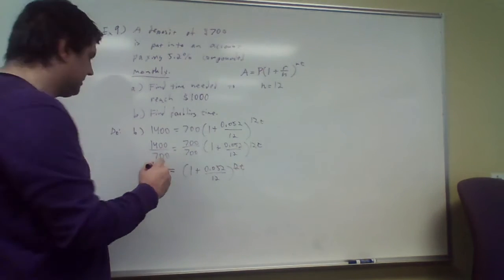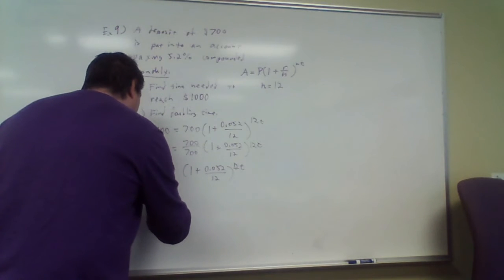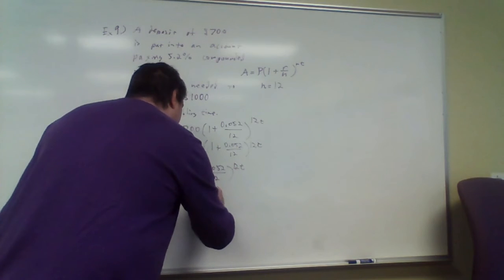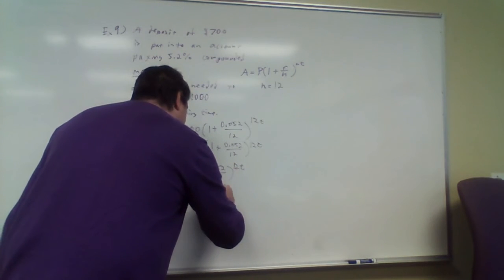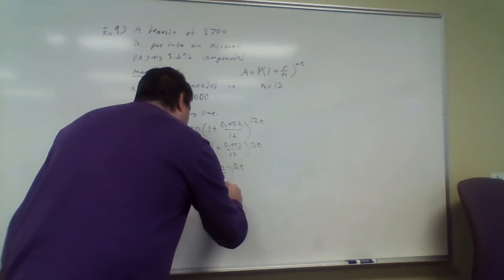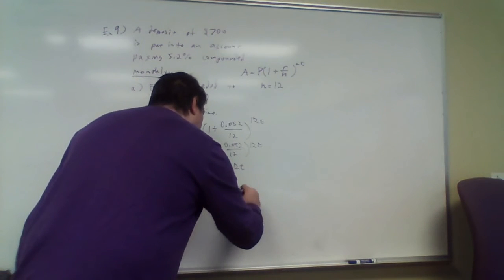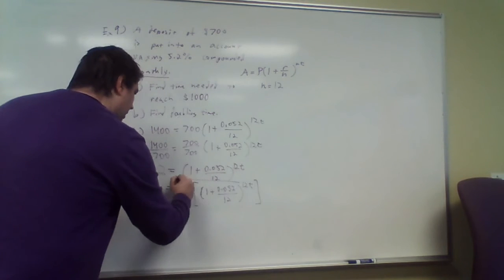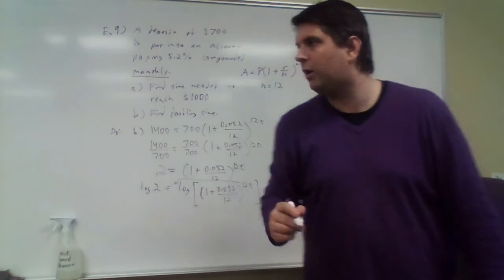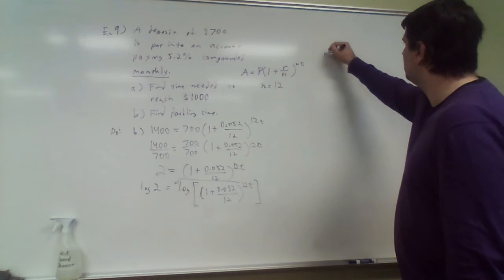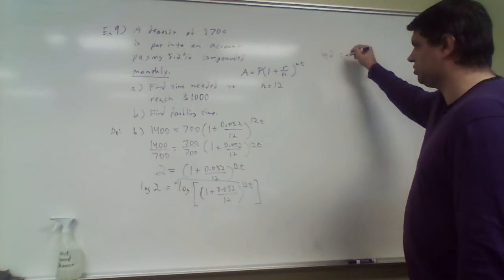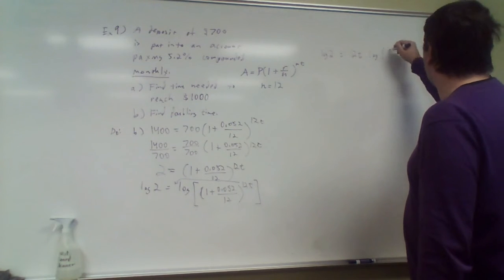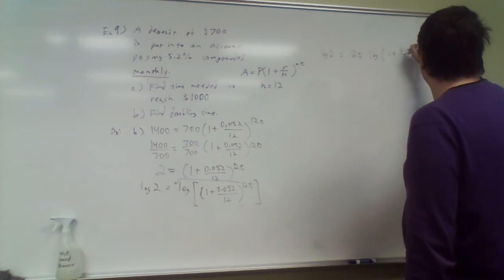a logarithm. And this textbook has you do common logarithms for anything other than base E. So log of the whole thing, 1 plus 0.052 over 12 to the 12t power. And that 12t will go to the front, like it did before. And so I will have log 2 equals 12t times log of 1 plus 0.052 over 12.